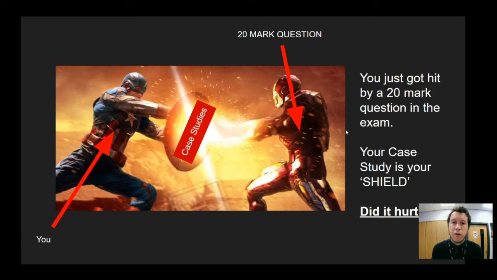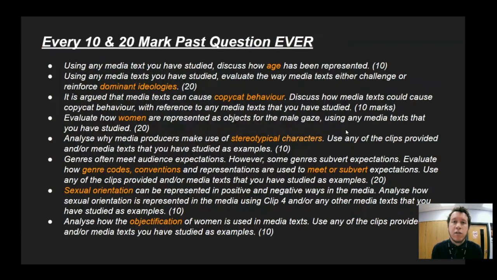The case study we've referred to as a shield. If you don't have a case study, it's going to hurt, okay? If you've got something in your case study prepared, something that is stereotypical of a particular representation or demographic, then you're going to be able to use that in the larger questions. The larger questions are often more open-ended and not referring to the text that you've been shown by the exam board. There are a series of past paper questions available on the Google site.